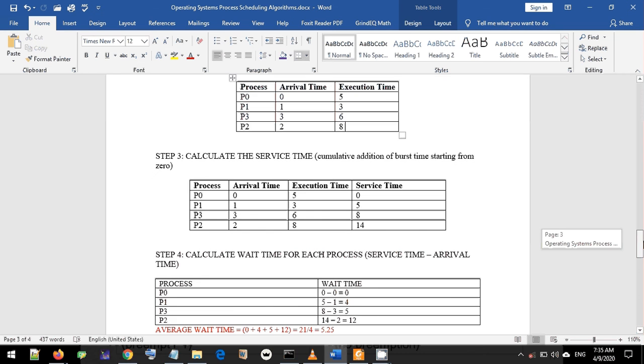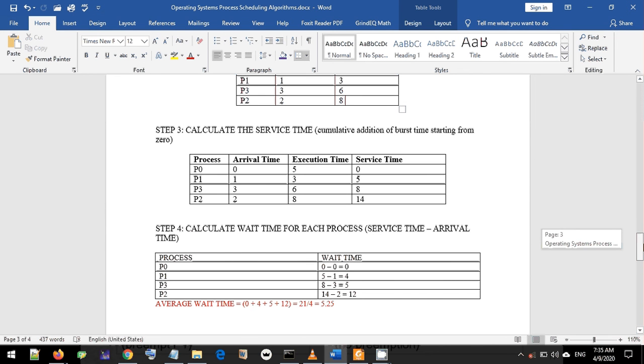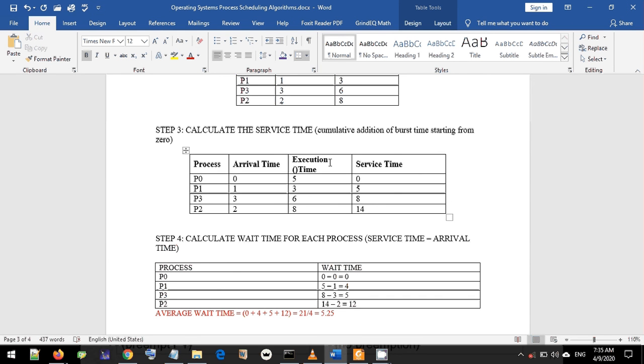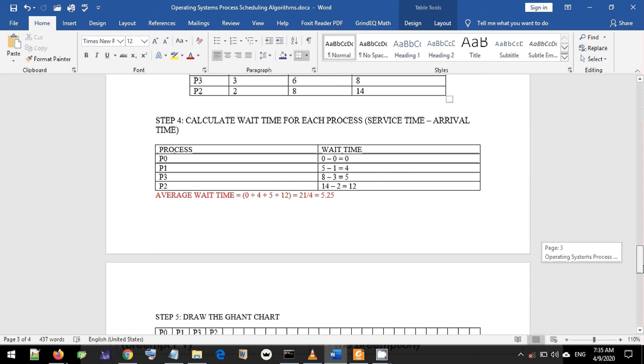Now next we calculate the service time. Remember, we said the service time is the cumulative addition of the burst time starting from 0, right? So first we put 0 in the service time, then we perform the cumulative addition of the burst time. The burst time is also known as the execution time. Now we take 5 plus 0 to give us 5, 3 plus 5 to give us 8, 6 plus 8 to give us 14, and we have the service time. I'm sure one of you asked that question before. There is your answer.